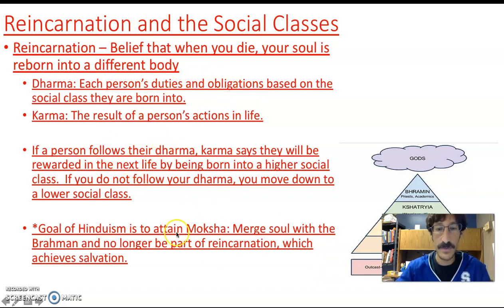So the idea again is to merge your soul with the Brahman and no longer be a part of reincarnation. So to move up here and never be a part of this again, which means that your soul has been part of that and you've actually achieved salvation. So there's an idea here that your life can get better and you can continually move up and up and up until your soul becomes one with the Brahman. All right.